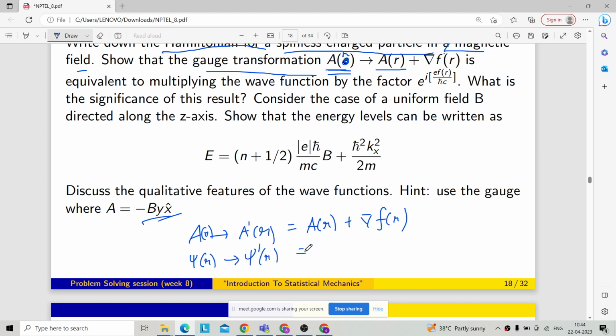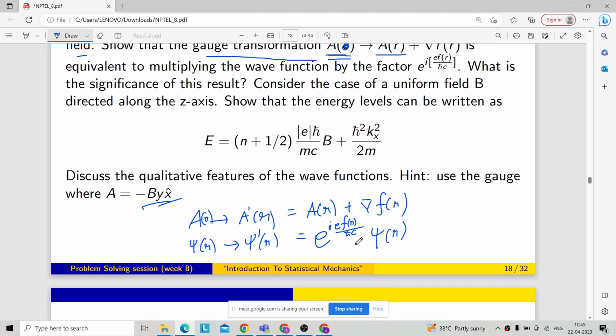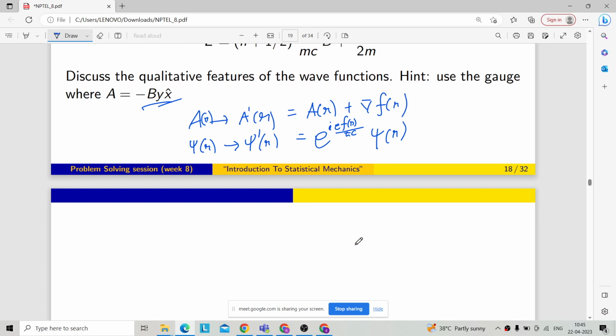which is equal to e to the power i e f of r over h cross c, times psi of r. So let's write down the Hamiltonian first.